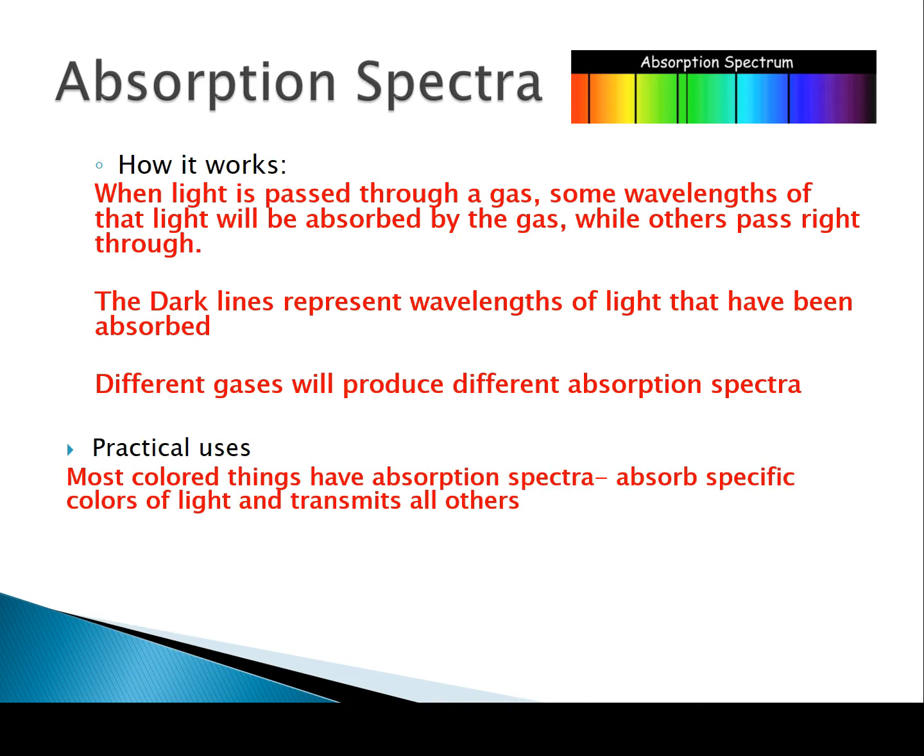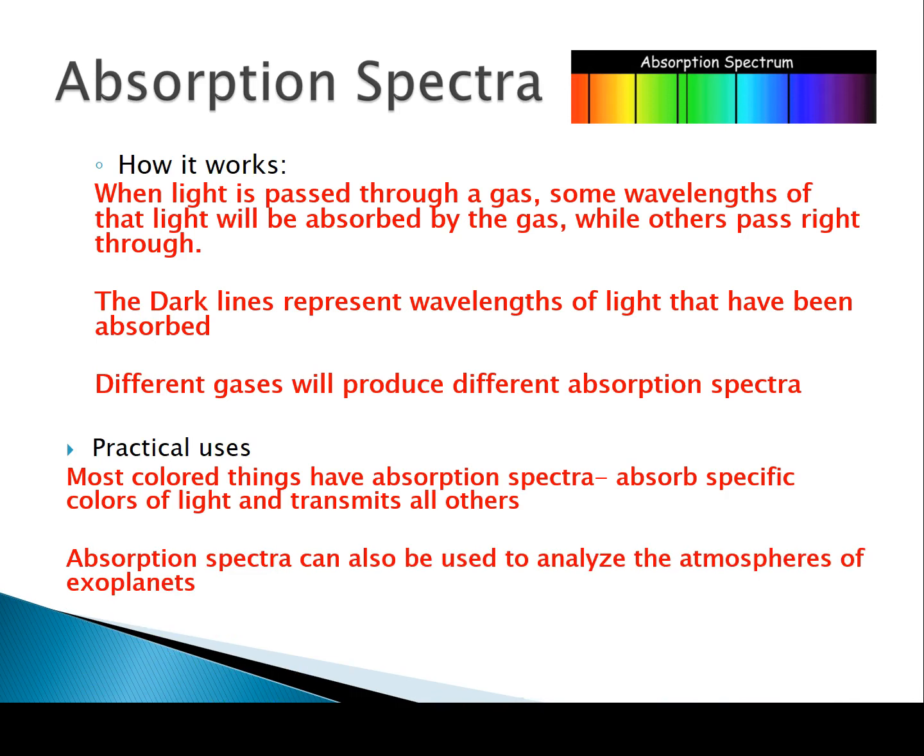Now most colored things will have an absorption spectra. They'll absorb specific colors of light and transmit others. For example, leaves and grass are green, right, because they will absorb all the wavelengths of light, but they reflect green. Right? Another really good use is analyzing the atmospheres of exoplanets.